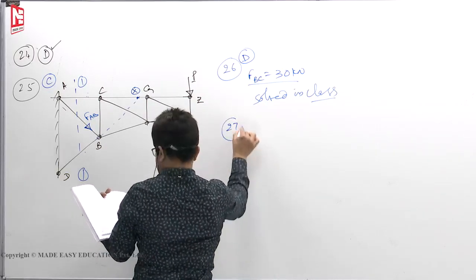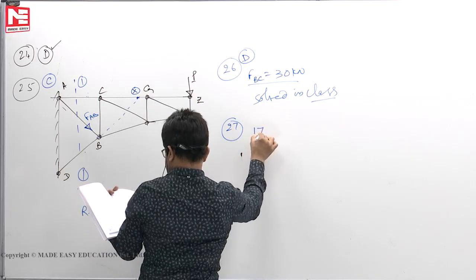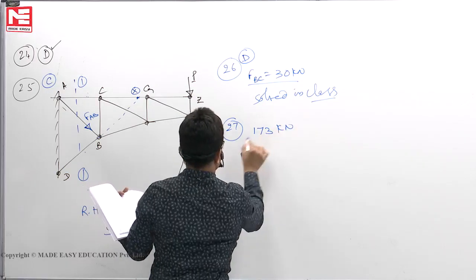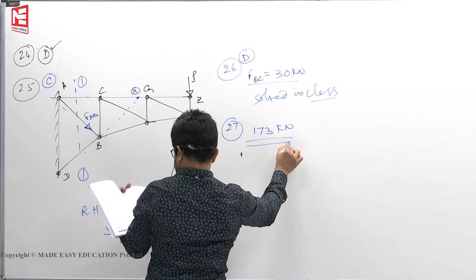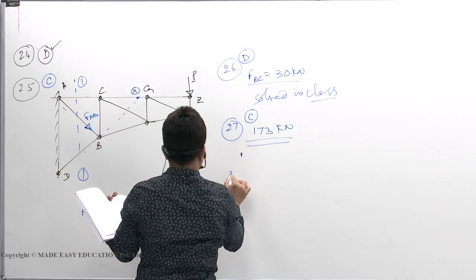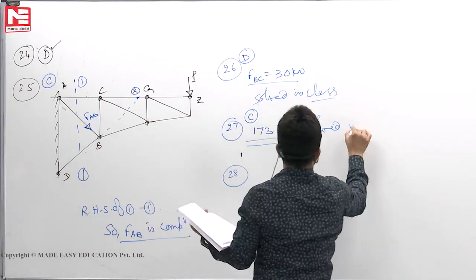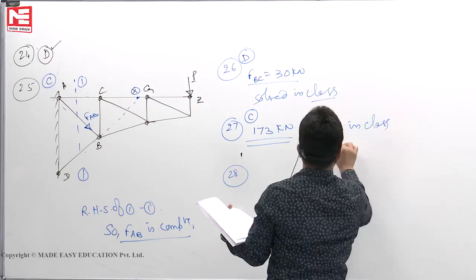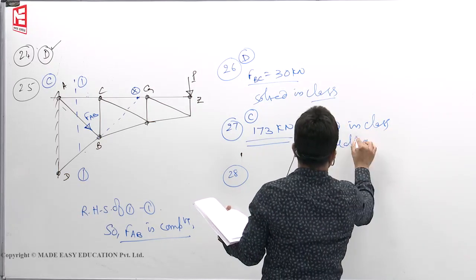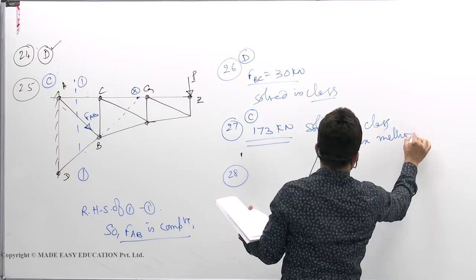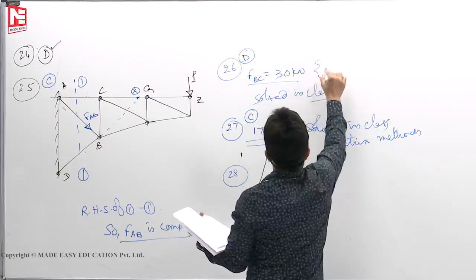27 we solved in the class, 173 kilonewton. So 173 means 27, option C. This was also solved in class. Matrix methods we solved in class. This is matrix methods. This is method of sections.